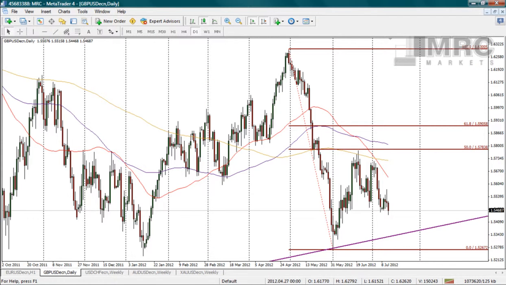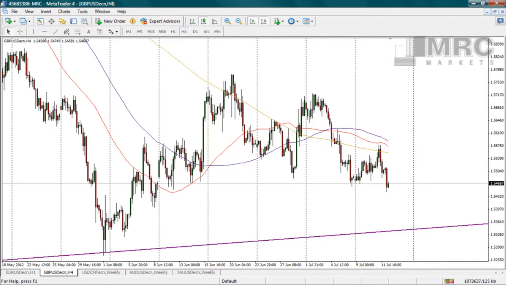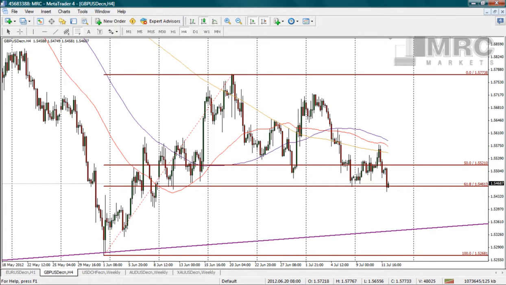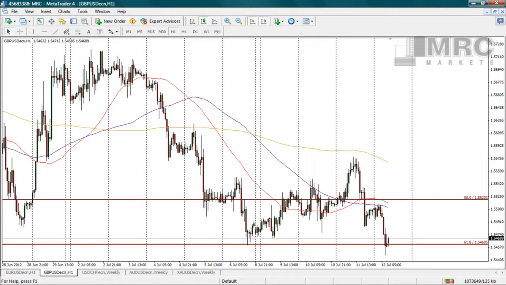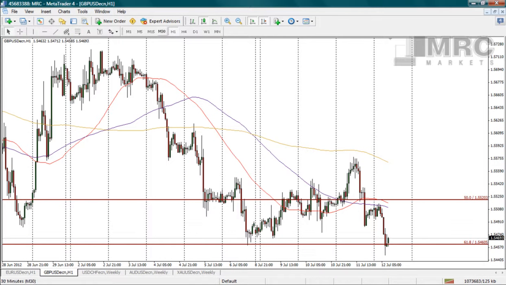Over the next few days, the plays that you could have, the technicals that you could be looking at, the only one I'd have real interest in is this fib here. That 61.8 is still holding. Yeah, that's the main zone of interest.